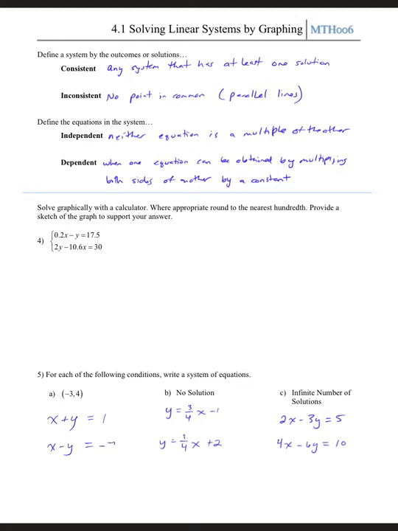Right, we'd get a negative 7. Negative 3 minus 4 would be negative 7. So there we created systems given certain parameters.